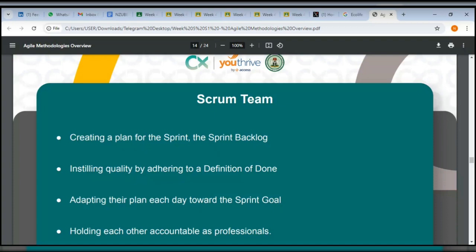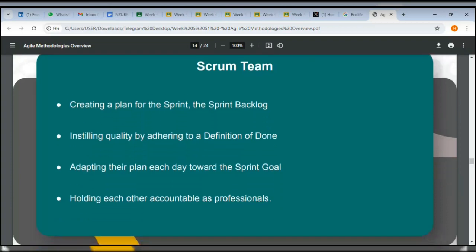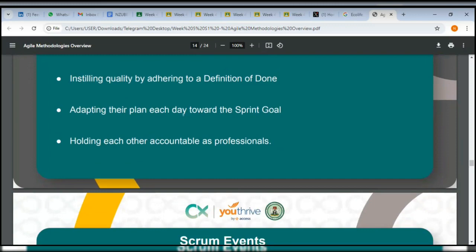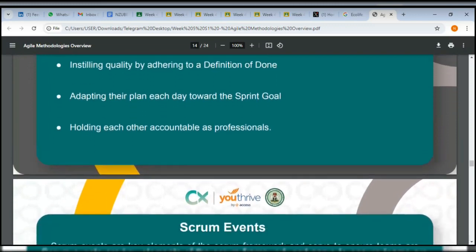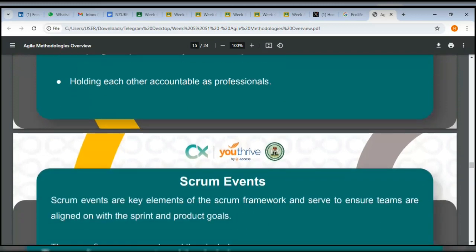Within that, you're defining who is doing what. You're defining what is to be done, and then you're defining what are the stages of status. You could have not yet started, you could have started, you could have in progress, and then you could have done, depending on the project management tool you're using. And then it also says here that it's their responsibility to hold each other accountable as professionals.